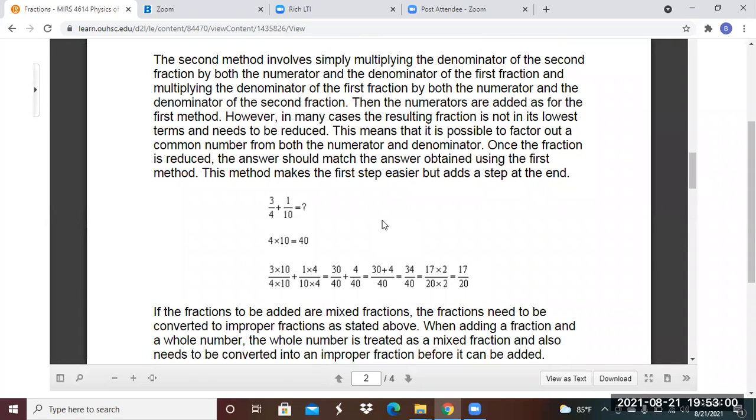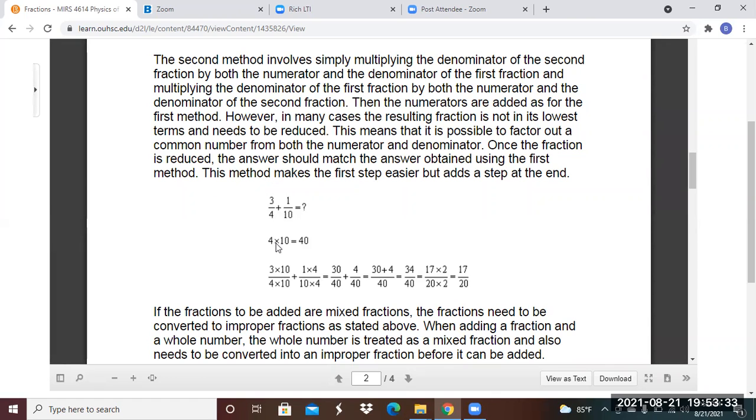Now, the second method is going to involve simply multiplying the denominator of the second fraction by both the numerator and the denominator of the first, and then multiplying the denominator of the first fraction by both the numerator and denominator of the second fraction. And then the numerators are added just like the first method. In many cases, the resulting fraction is not in its lowest terms and will need to be reduced. So we've got 3/4 plus 1/10.